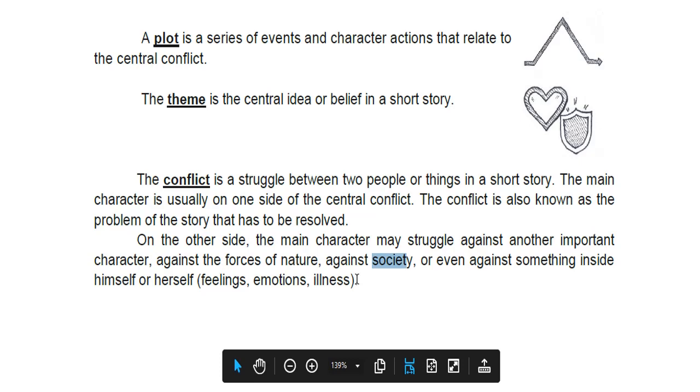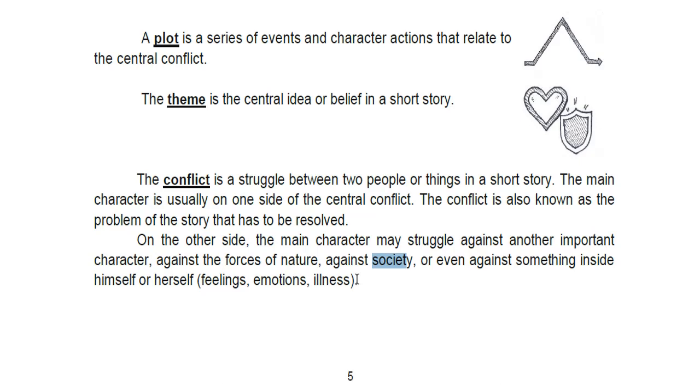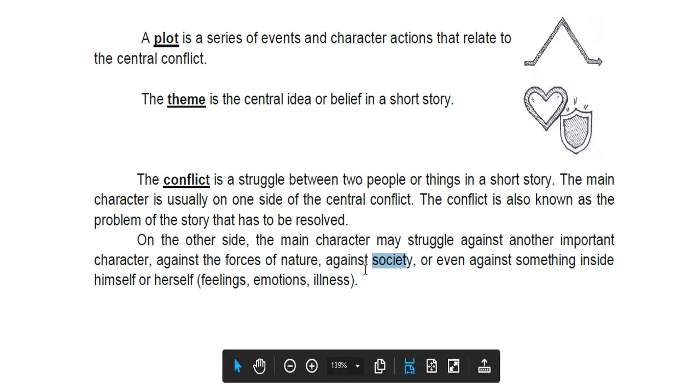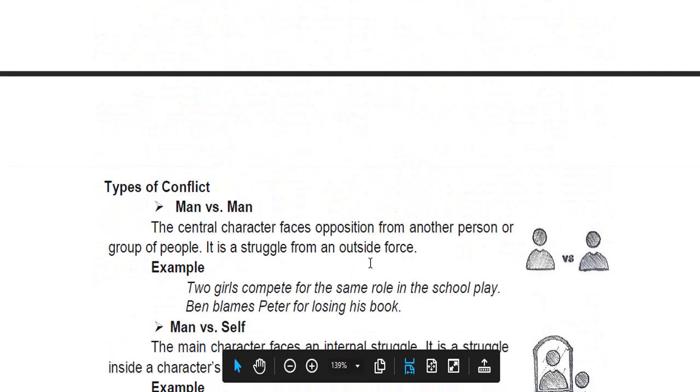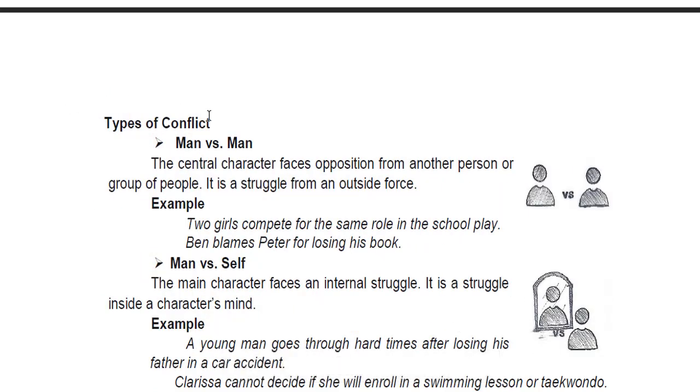So we all know that sometimes a person has a problem with regards to his health. So illness can be part of the conflict. So we have here types of conflict. So we have man versus man. So it means the central character faces opposition from another person or group of people. It is a struggle from an outside force. So from one character having a conflict with another character. Okay, so we have here the example for you to better understand man versus man conflict.